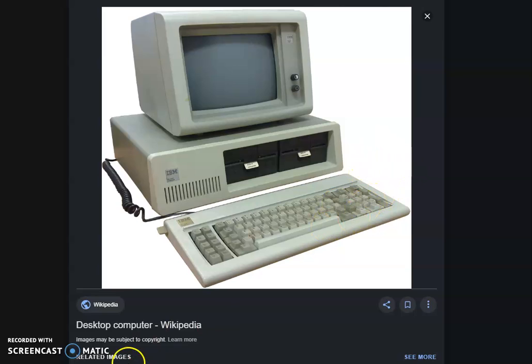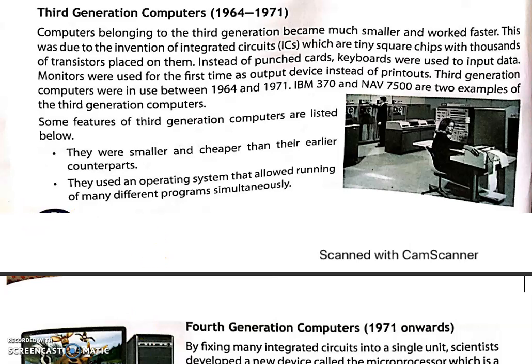And they had keyboards. This was due to the invention of integrated circuits. Last time I told you about transistor circuits. Then this was even further modified and ICs, integrated circuits, came to process information in a computer. Now ICs are tiny square chips with thousands of transistors placed on them. Like every chip has tiny transistors on them. And instead of punch cards, keyboards were used to input data. Monitors were used for the first time as output device instead of printouts.